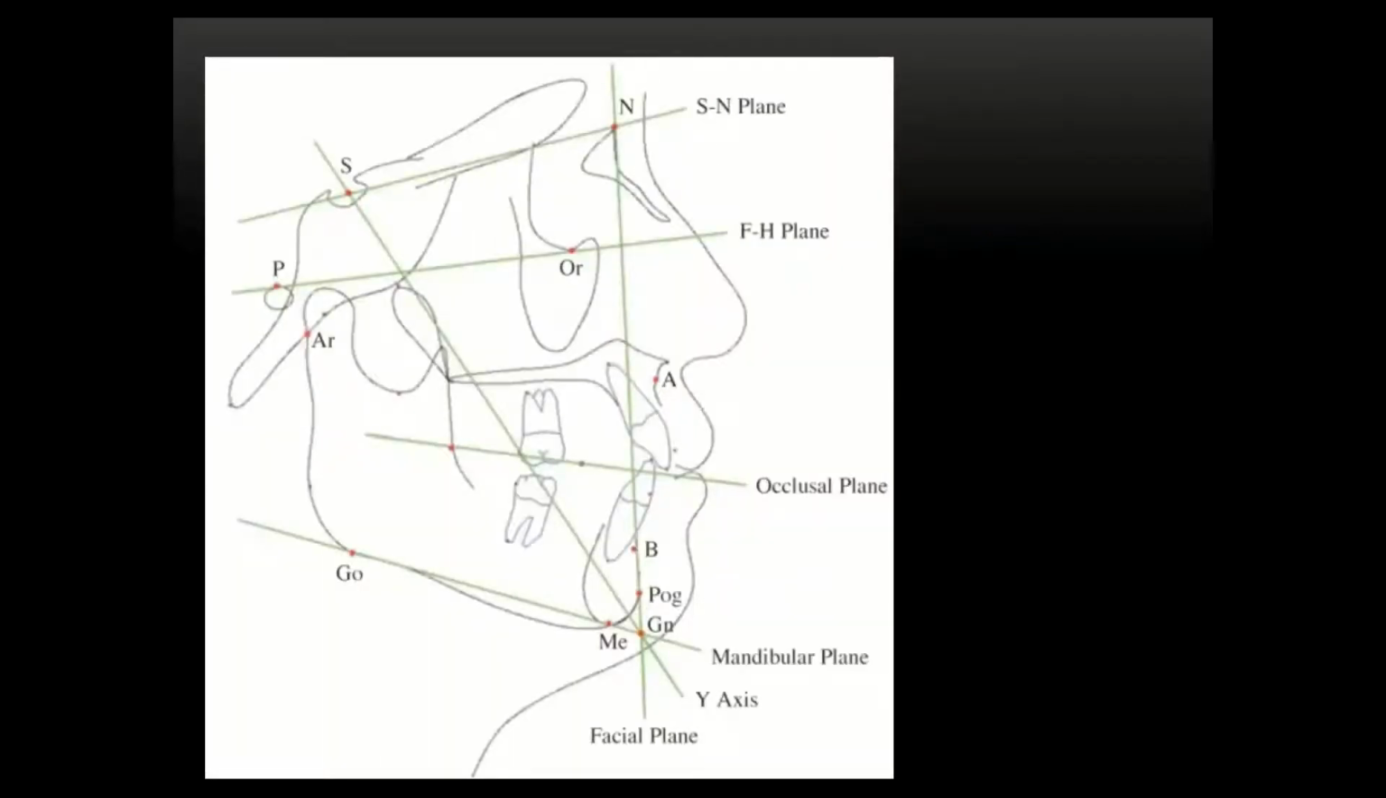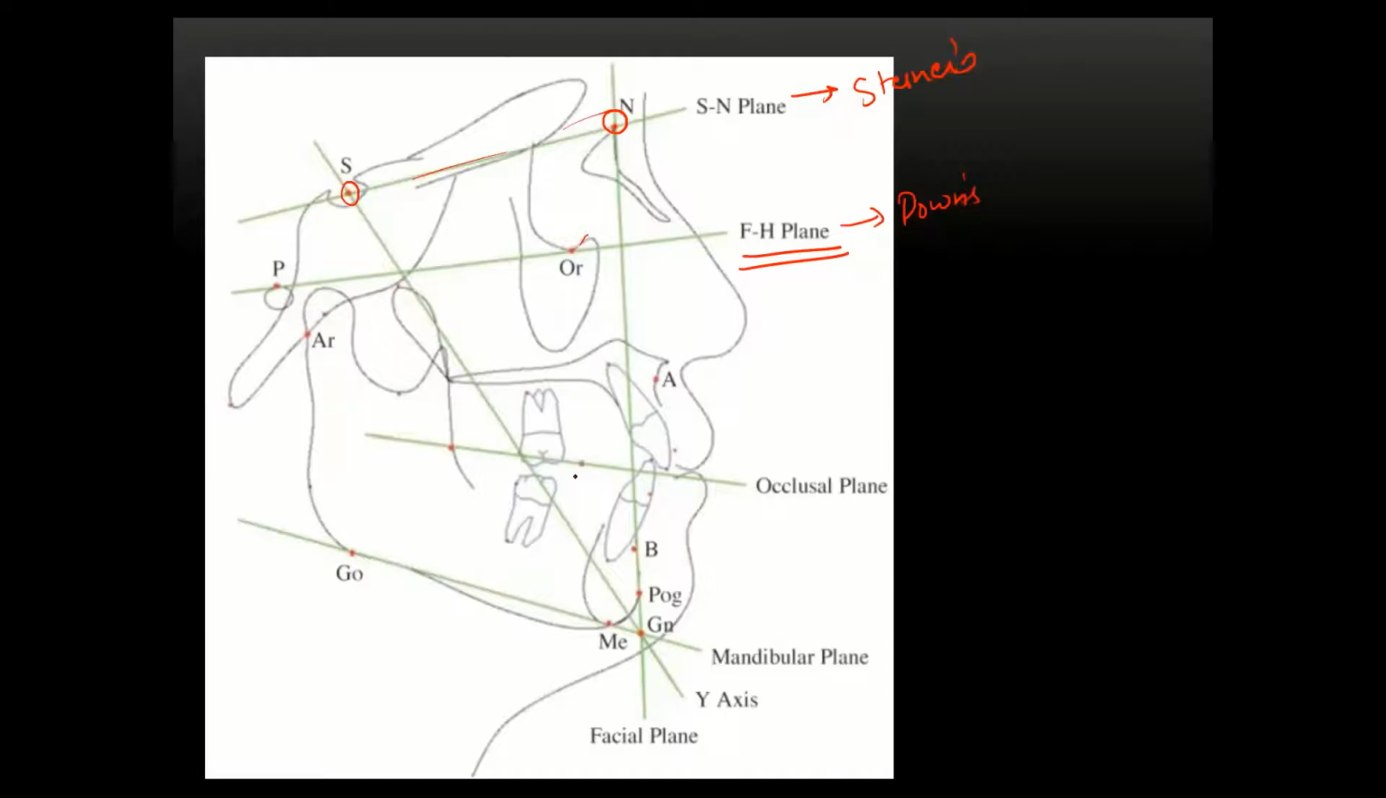Now the next thing that you need to remember are the planes. What planes do we draw in cephalometry? The first plane is the SN plane, joining the point sella and the point nasion. Now the SN plane was used in Steiner's analysis. Next is porion, the uppermost point on the concavity of the internal auditory meatus, and the lowermost point of the orbit is orbitale. When you join porion and orbitale, it is the FH plane. It was used in Down's analysis, and it is used in a lot of analyses.